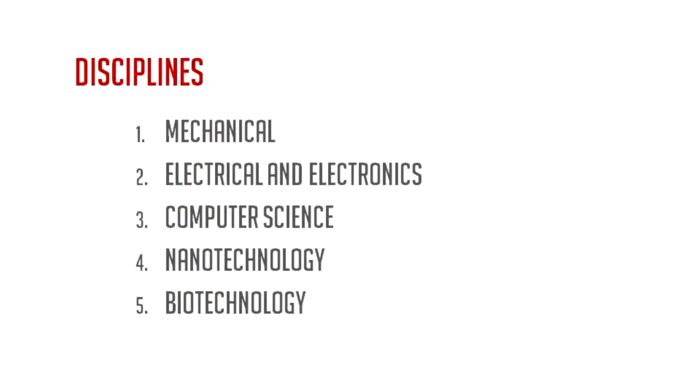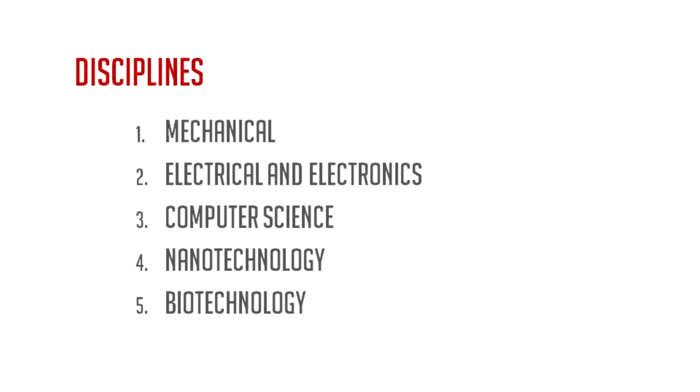So as you can see here, the first one is mechanical engineering. Then you have electrical electronics, number 2. Then number 3 is computer science. Number 4 is nanotechnology. Number 5 is biotechnology, okay? So there are a couple of other fields which we will learn about in future, okay? For now, let's learn about how they are related with the fields.